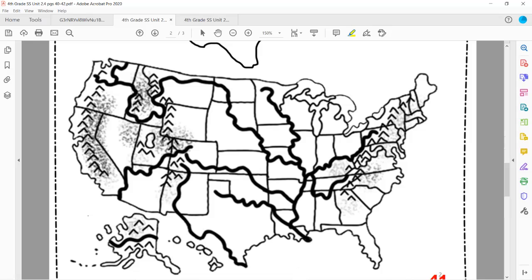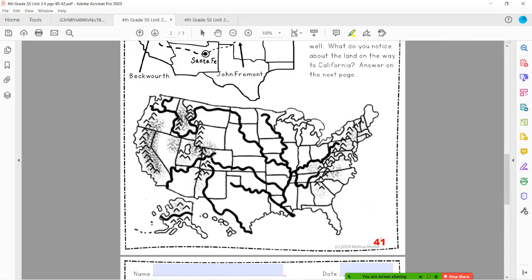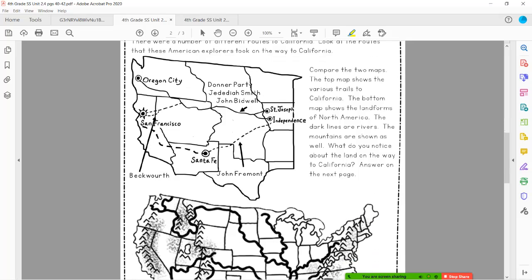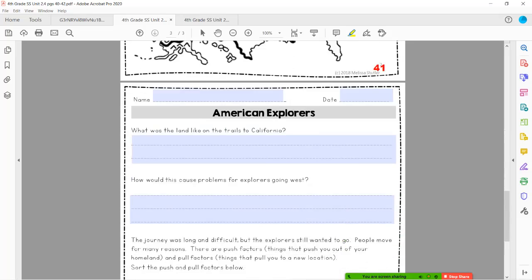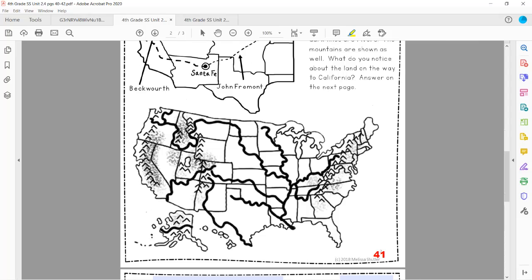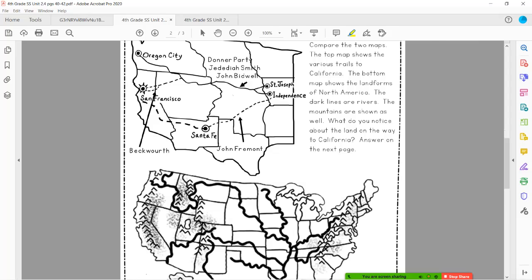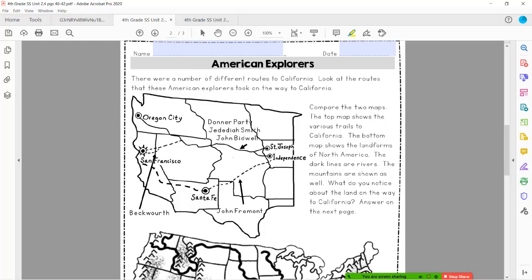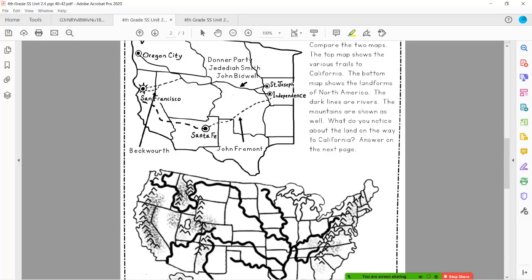So over here on this map, we know the dark lines are the rivers. These little arrowhead looking parts are going to be our mountain ranges. Take a good look at both of these because we're going to use these maps to answer our questions on the next page. What was the land like on the trails to California? So here's California right here. And look at the different trails that they took to get to California. They're all starting somewhere in this general region right here, and they're going this way. So take a look at what kind of things they're going through, what kind of areas they're crossing. Now remember, these little arrowheads are mountains. These dark shaded areas are going to be more of our desert areas.